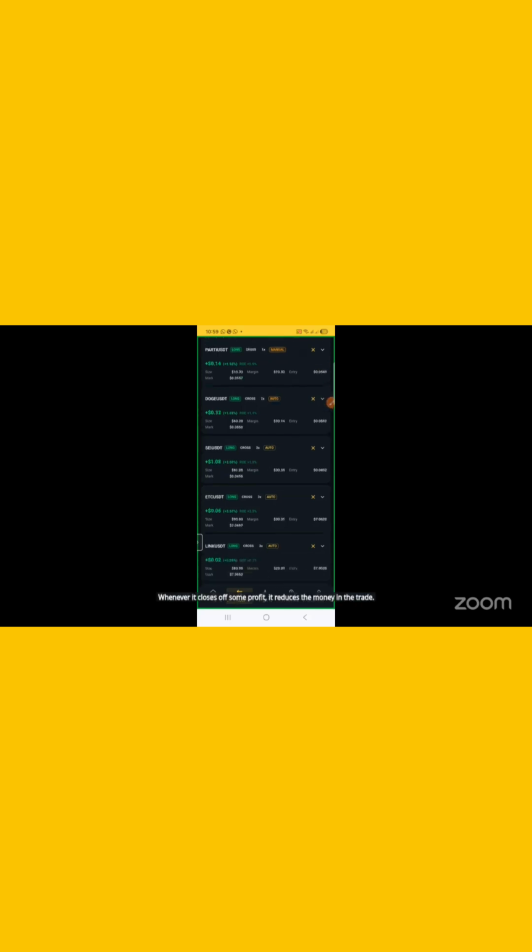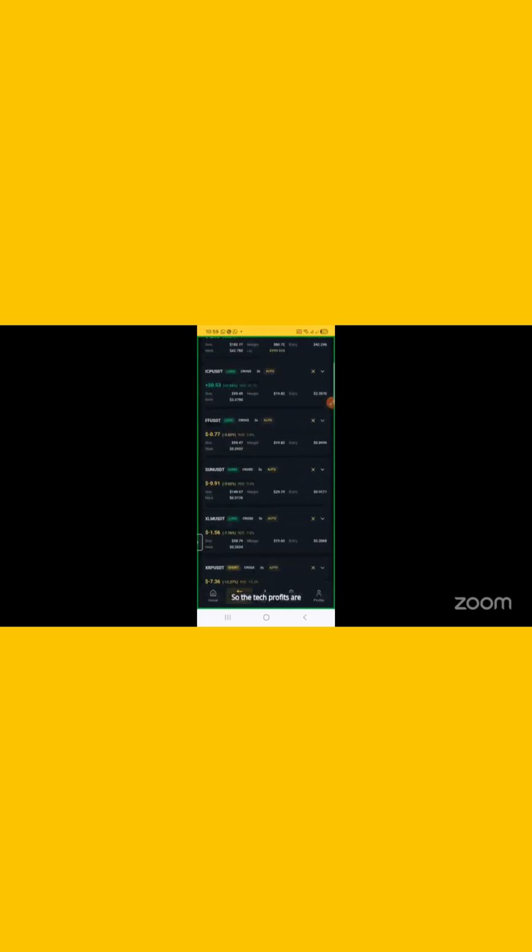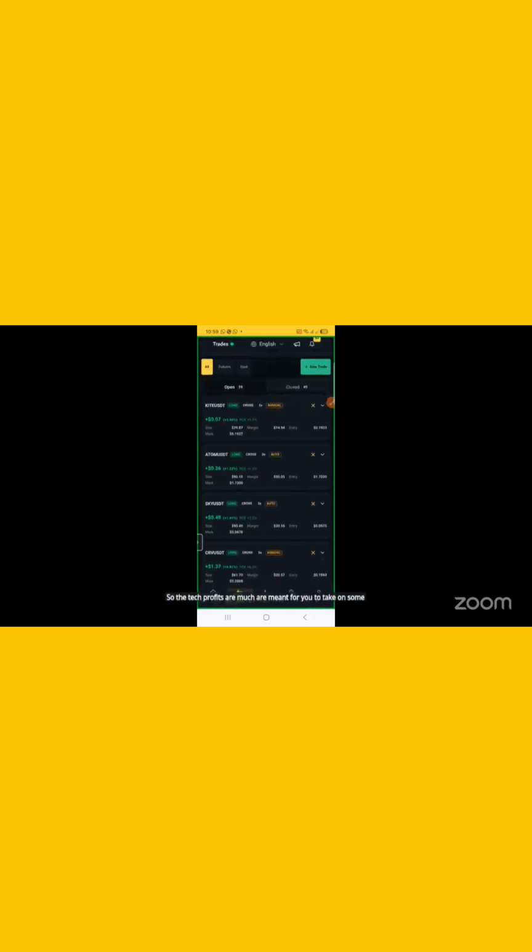So the take profits are meant for you to take some profit when the trade is moving on. When a take profit is hit, the bot closes off some part of the trade and reserves some profit. That is why you set 3 take profits. That's why the bot sets 3 take profits.